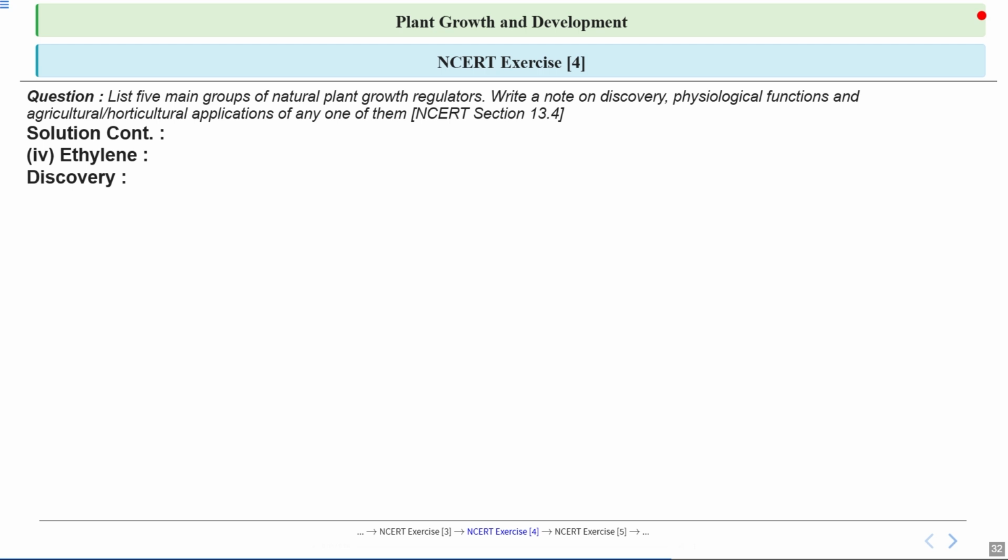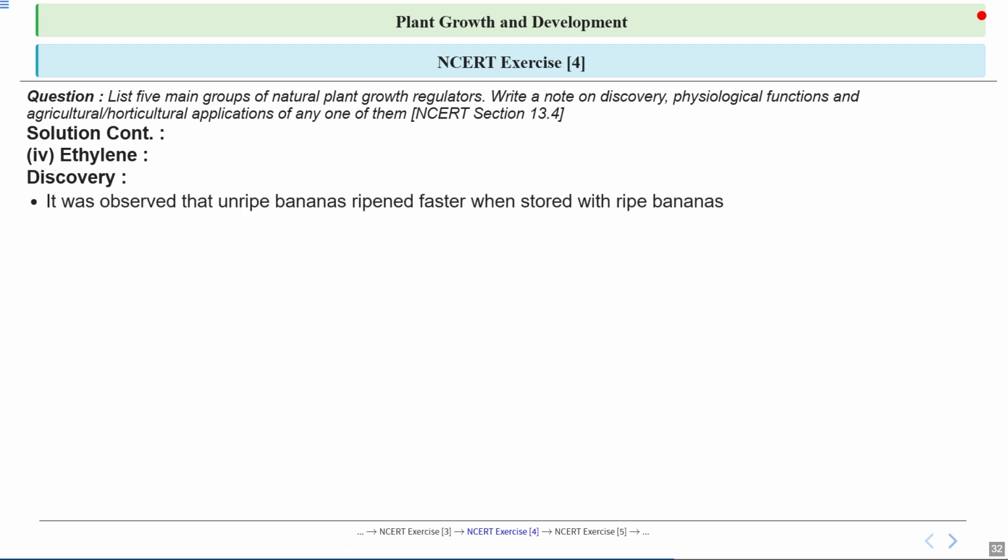Let's talk about ethylene and how it was discovered. People noticed that unripe bananas ripened faster when stored with ripe bananas. This everyday observation led researchers to wonder what was causing that effect. Eventually, scientists identified that the substance responsible for promoting ripening was ethylene. So, this discovery helped us understand how fruits communicate and coordinate ripening.